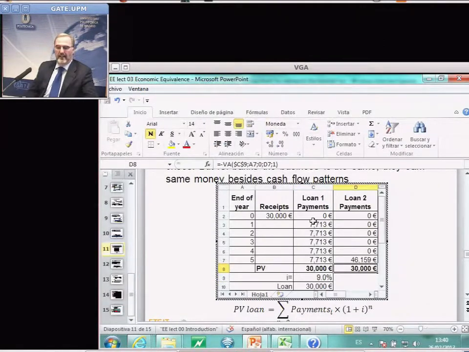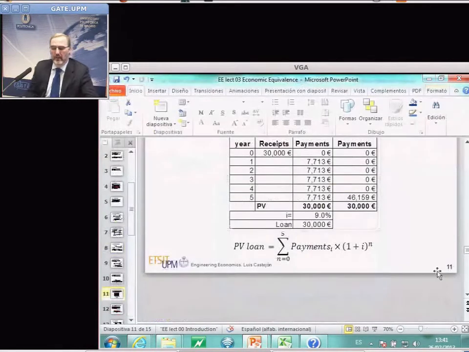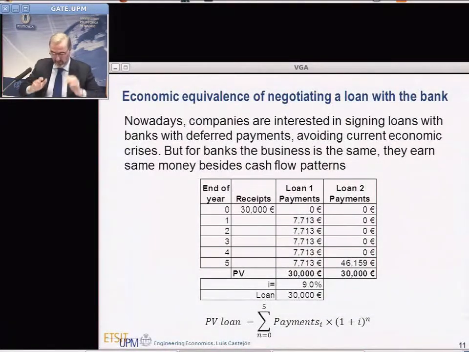So it means that the bank, in any loan payment scheme you can negotiate with them, will calculate the present value of the different cash flows, and they will always get their loan, which is 30,000 euros. So I think this must be clear for you for your future lives.